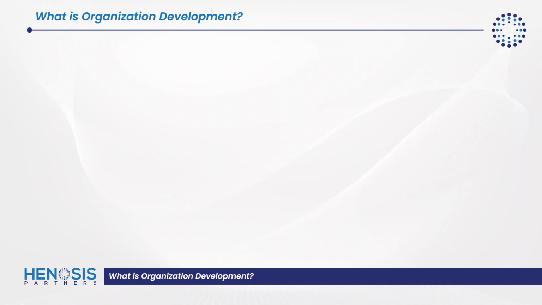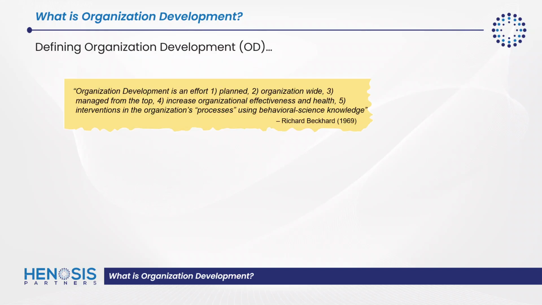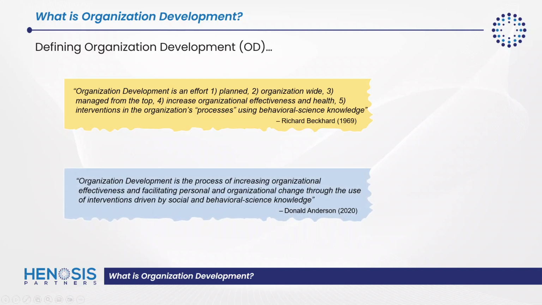We begin our exploration of organization development by first defining what it is. One of the earliest definitions of organization development comes from Richard Beckard, who in 1969 stated that organization development is, number 1, an effort which is planned, that it is organization-wide, that it is managed from the top, that its purpose is to increase organizational effectiveness and health, and that interventions are done into an organization's processes using behavioral science knowledge.